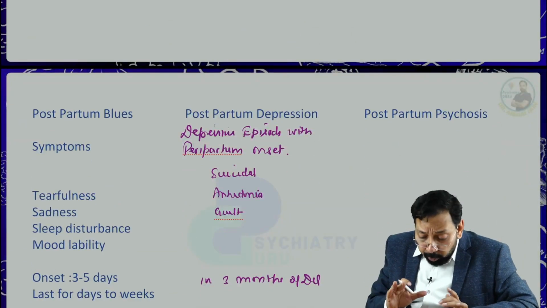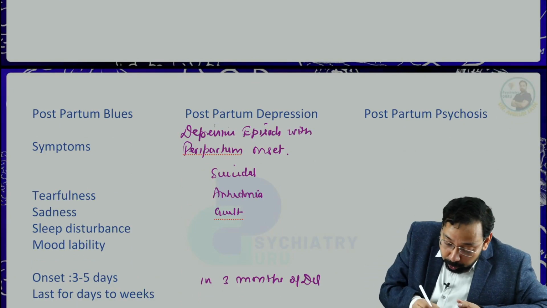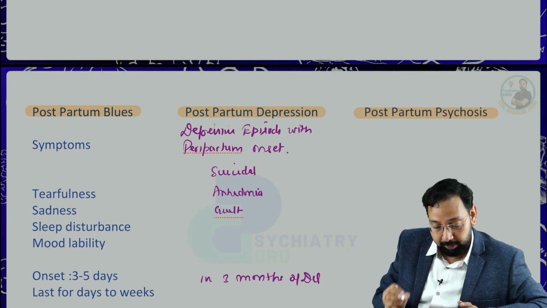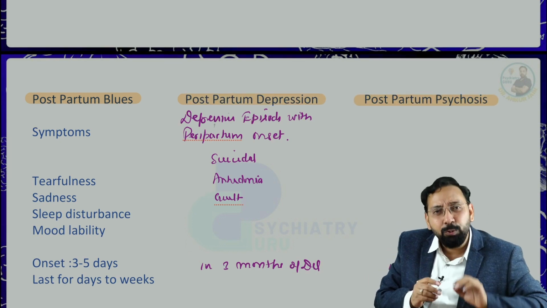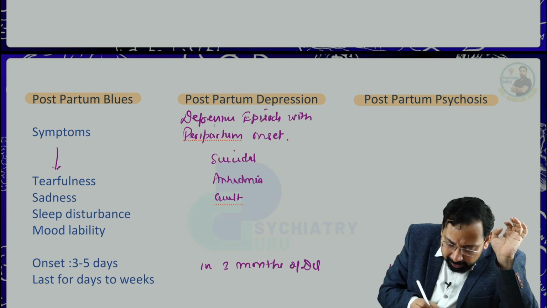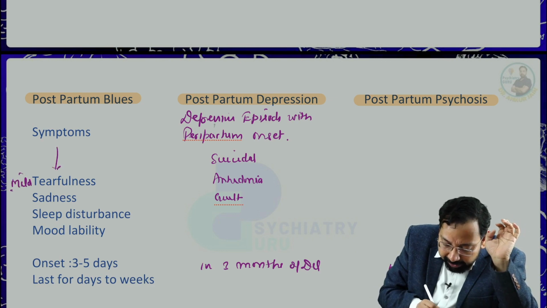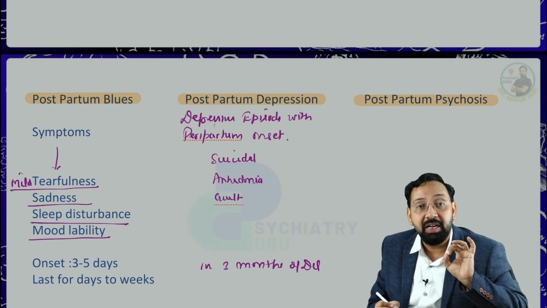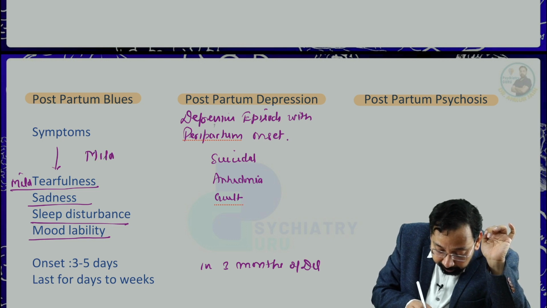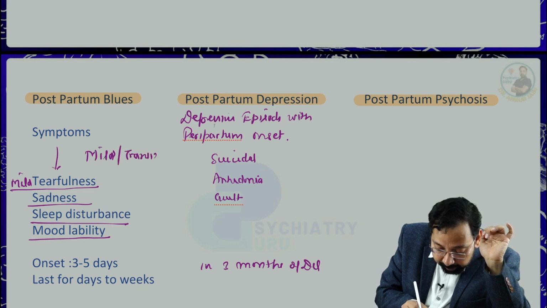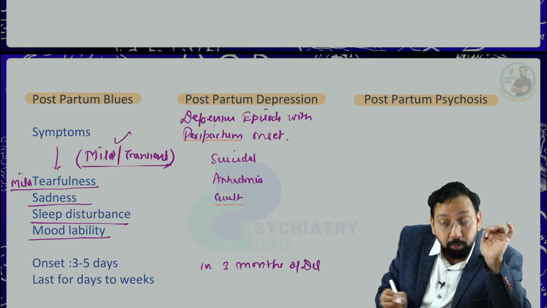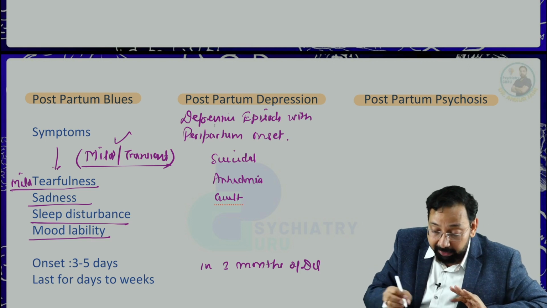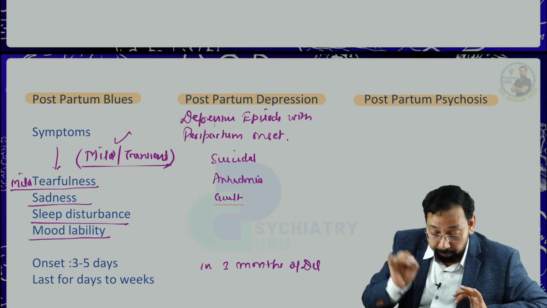Now, a question has been asked so many times on postpartum blues or baby blues, postpartum depression, and postpartum psychosis. In the question you will find mild tearfulness, sadness, sleep disturbance, mood lability. These symptoms are there. The words mild and transient are important, because many times when questions are asked, we solve the question. Till now, whatever questions are asked, I will give you the concept, don't worry.